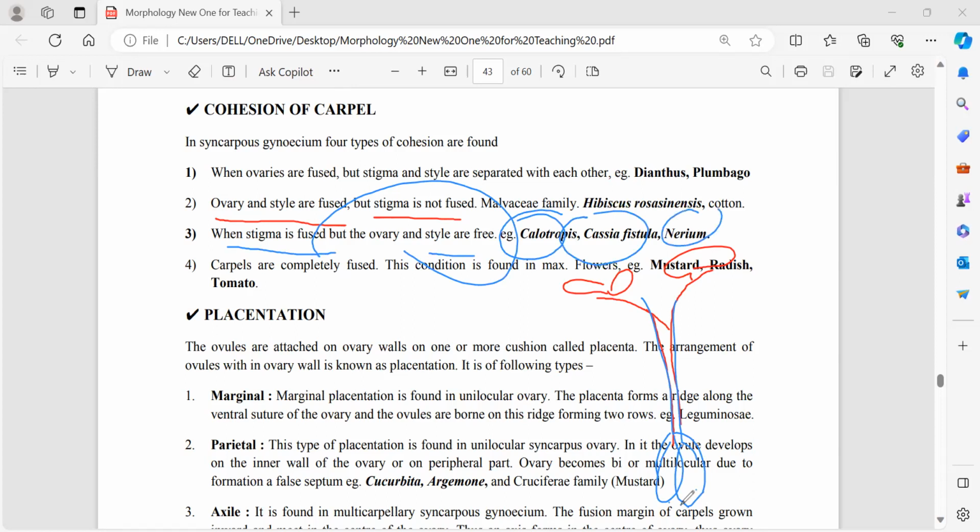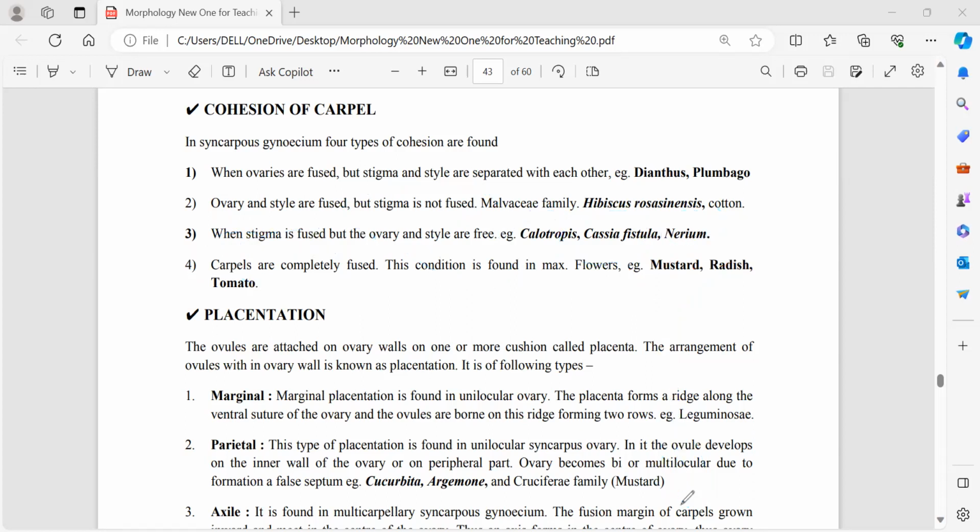We have another condition where carpels are completely fused. The fusion is throughout the length of the carpel, यानी कार्पल का सारा फ्यूज्ड है, carpel is totally fused. This condition is found in maximum flowers, for example mustard, radish, tomato, बहुत सारे फ्लावर्स में ये कंडीशन पाई जाती है.